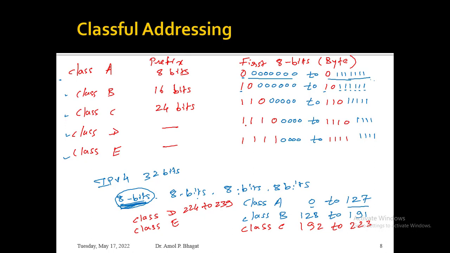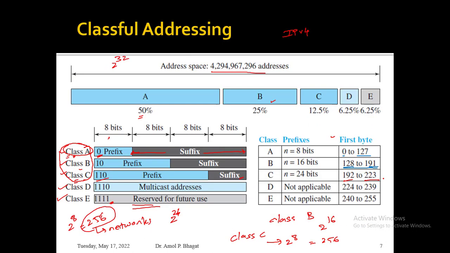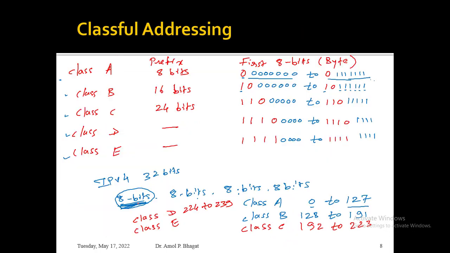This is for class D: 128 plus 64 plus 32 comes to 224. If you add those values, again 128, 64 plus 32 plus 8 plus 4 plus 2 plus 1, it is 239. So these are the values for the first 8-bit combination for class D. If it falls in this range, it is a class D address.